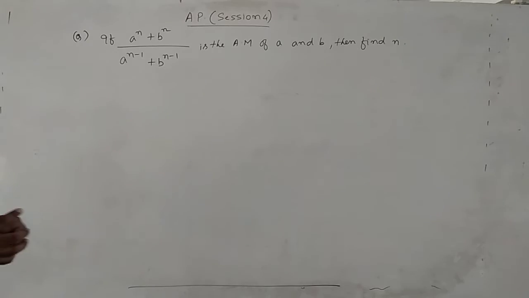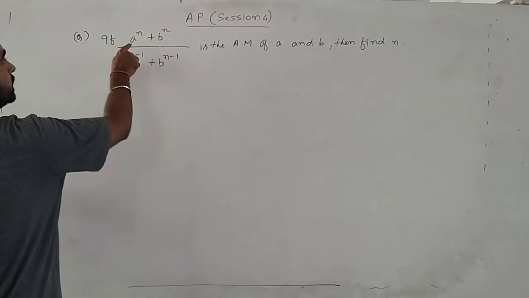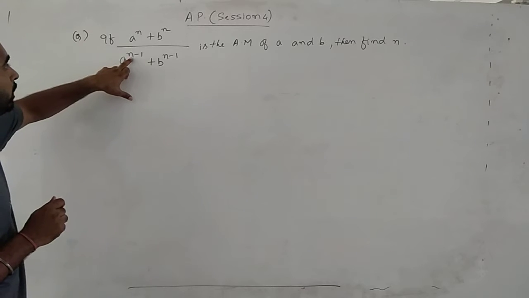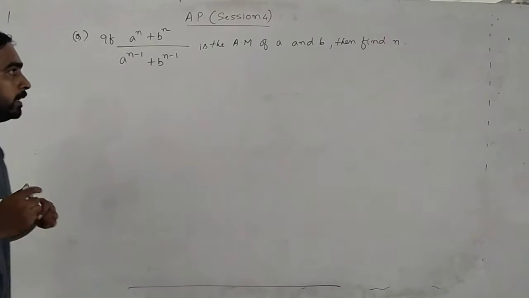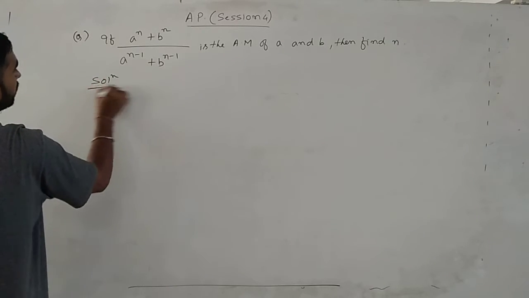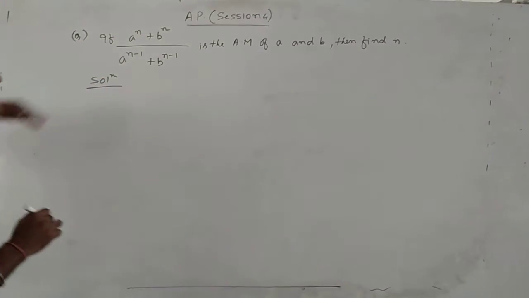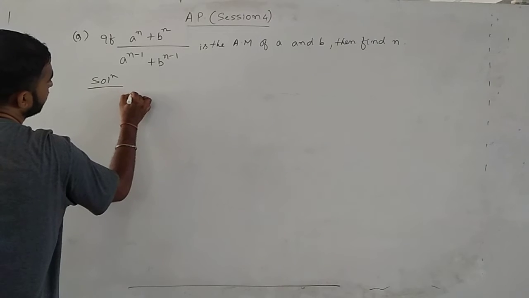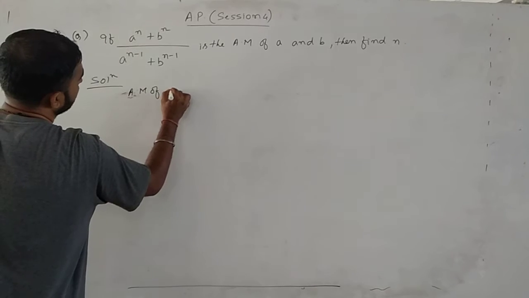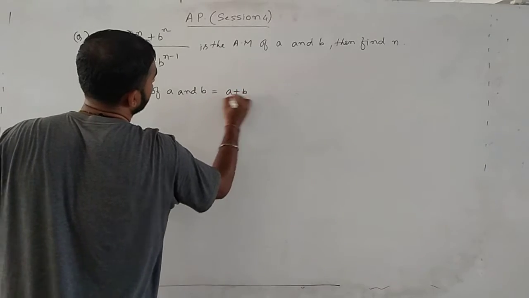Now here the two terms are a and b, and the arithmetic mean of a and b is a to the power n plus b to the power n, whole divided by a to the power n minus 1 plus b to the power n minus 1, and we have to find the value of n. Now, as we discussed, what is the AM of a and b? The AM of a and b is equal to a plus b by 2.